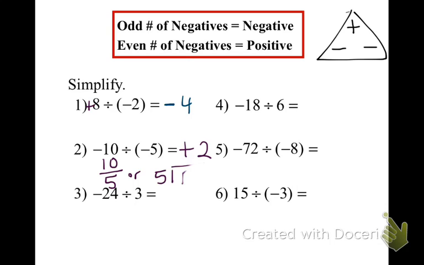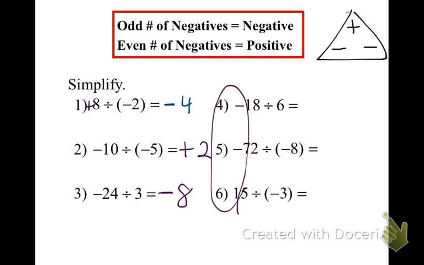Now, let's go and take a look at example number 3. Now automatically you should have noticed, I have a negative right here, only have one negative, it's an odd, I have a negative answer. And what's 24 divided by 3? It's going to give you 8. So now, go and finish up, do 4, 5, and 6.